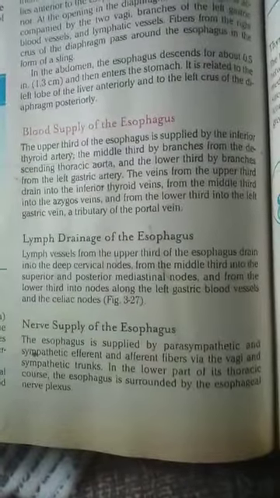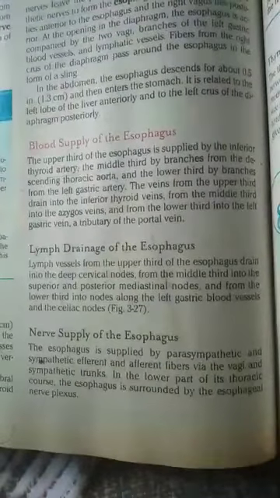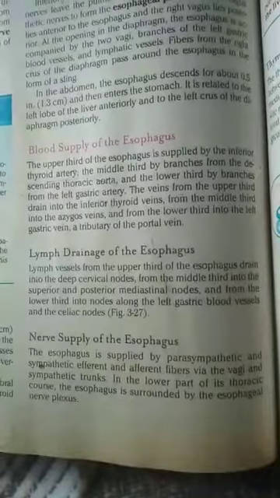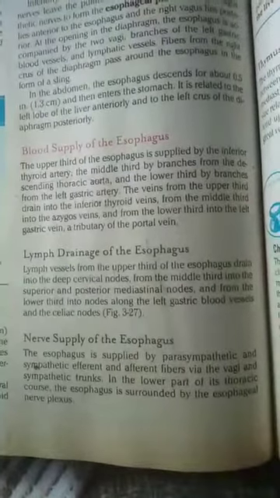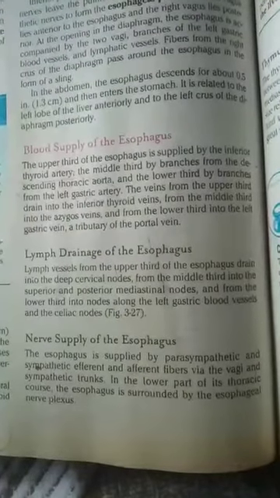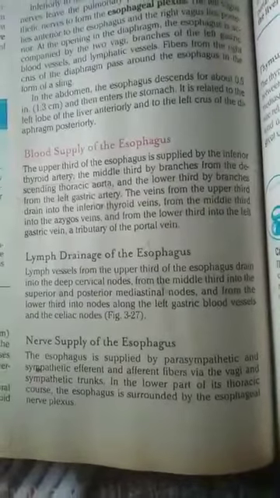The esophagus is supplied by parasympathetic and sympathetic efferent and afferent fibers via the vagus and sympathetic trunks. In the lower part of its thoracic course, the esophagus is surrounded by the esophageal nerve plexus. So this is the blood supply.